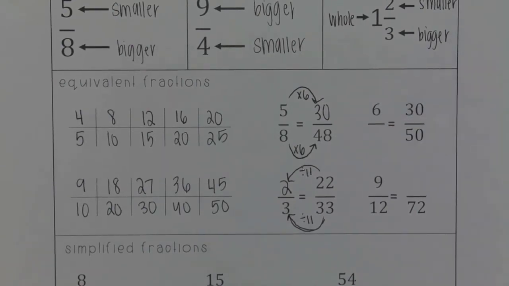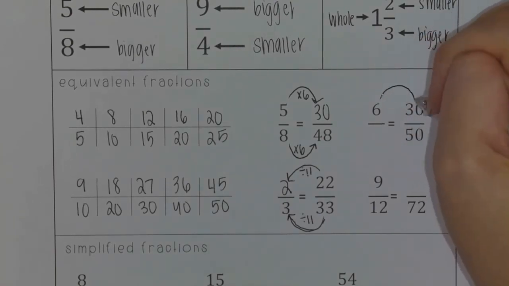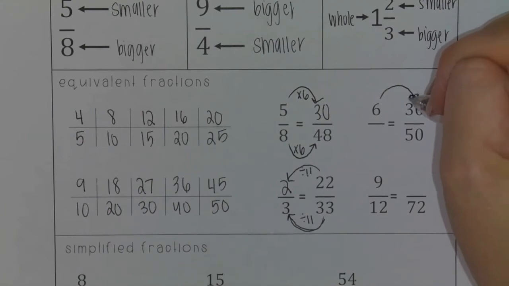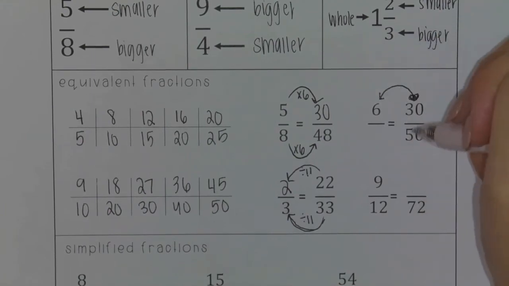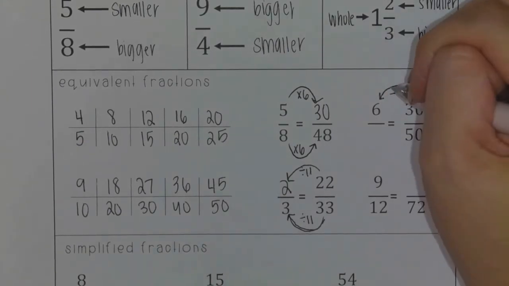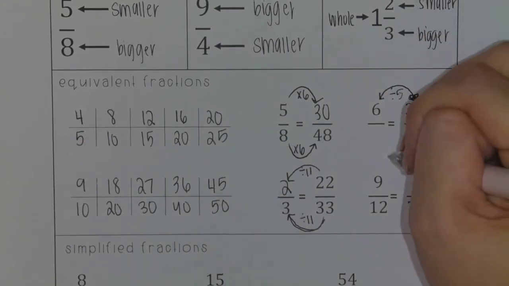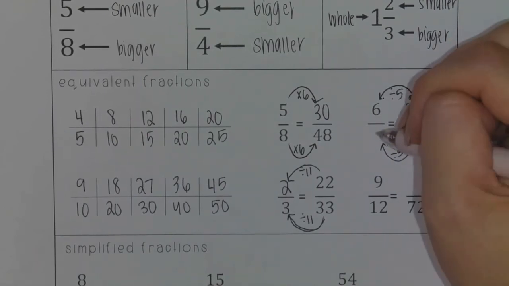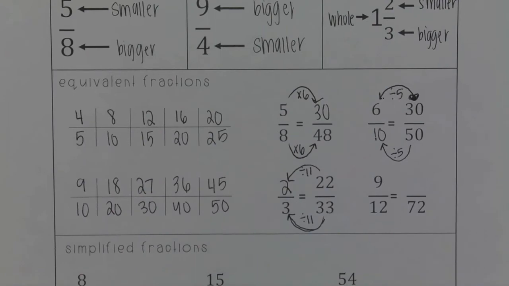Okay, I see that this time I'm missing the denominator. So I see a relationship between 6 and 30. Oops, I messed up. Remember, my arrow's got to point to things that I'm missing. And I'm missing the denominator on this side. So 30 divided by 5 would give me 6. And whatever I do to the top, I have to do to the bottom. So 50 divided by 5 would give me 10.